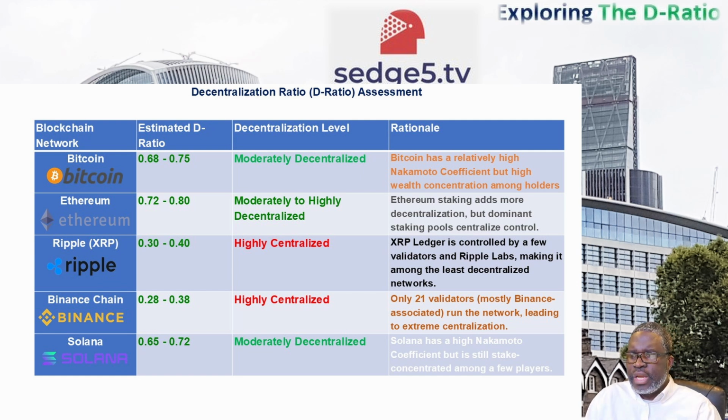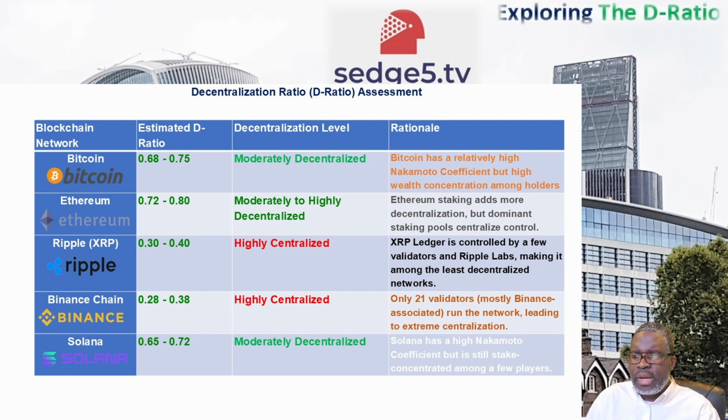Next, you got Binance Chain, which has got a ratio of 0.28 to 0.38, which also means it's highly centralized. Binance Chain only has 21 validators. If that's inaccurate, guys, let me know in the comment section. And it's mostly Binance associated, which means they are insiders who are the validators for Binance.